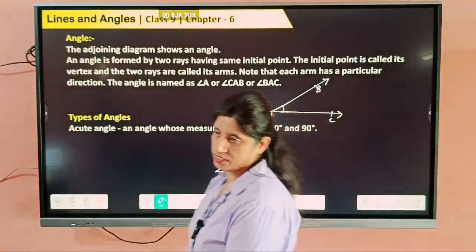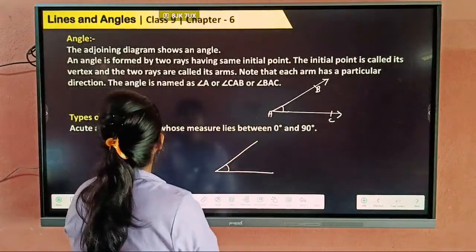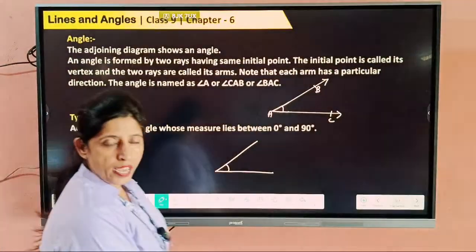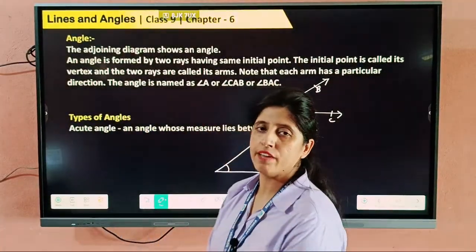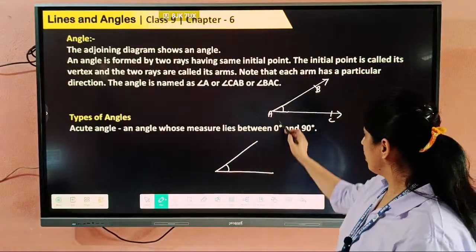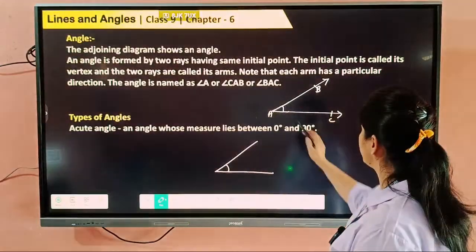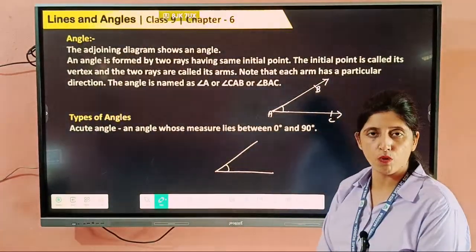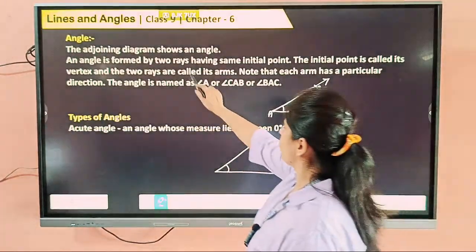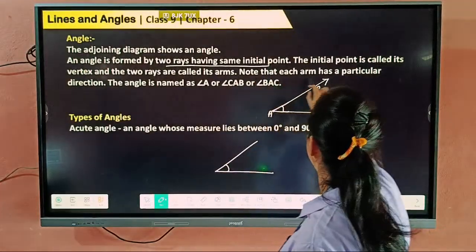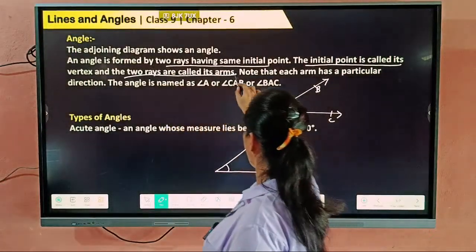Next, angle. So what is an angle? The adjoining diagram is there. That is an angle. How do we form an angle? When two lines meet at a point, they form an angle, and where they meet, that point is called the vertex of that angle, and these AC and AB are called the arms of the angle, right? So an angle is formed by two rays having the same initial point. The initial point is called its vertex, and the two rays are called its arms.